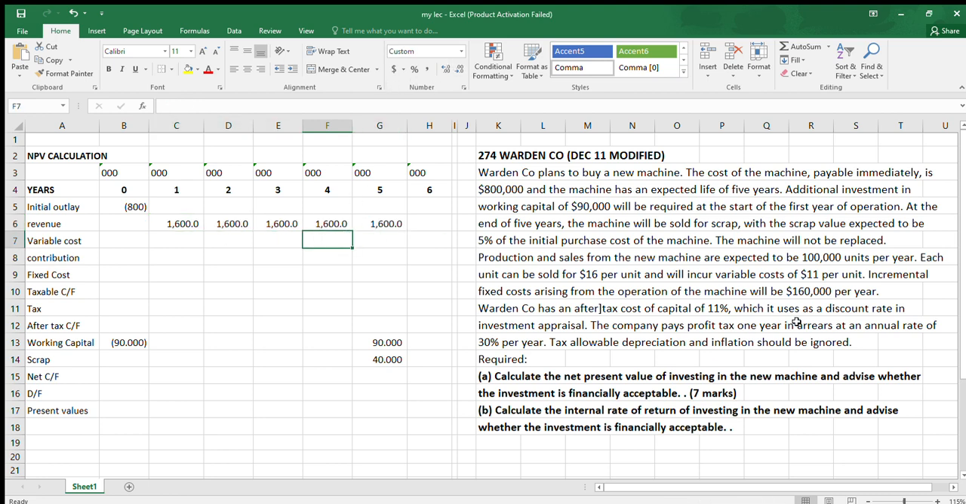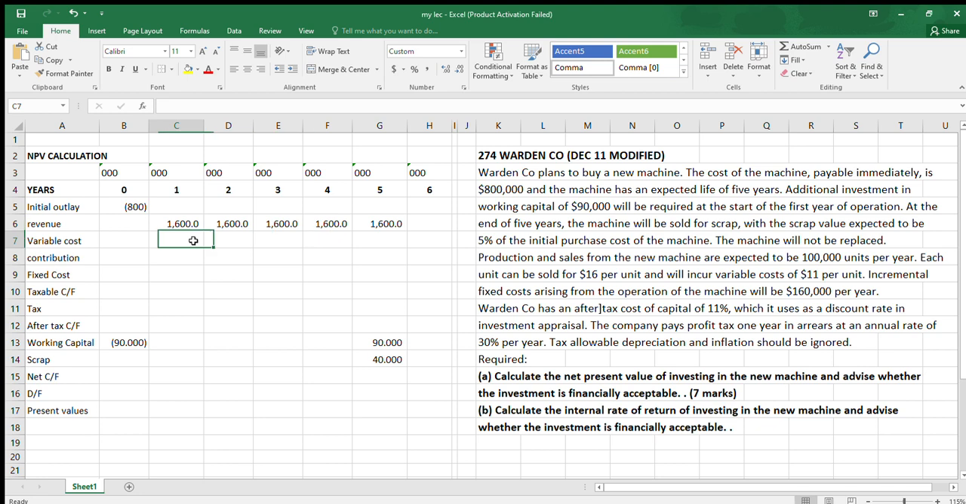It will be the same up to year 5 because the question didn't state anything about inflation. So the 1,600 is constant for year 1 up to year 5, not up to year 6. The useful life is 5 years, but I brought the 6 here because there might be information that will require you to insert a figure in year 6. So the revenue is generated up to year 5.